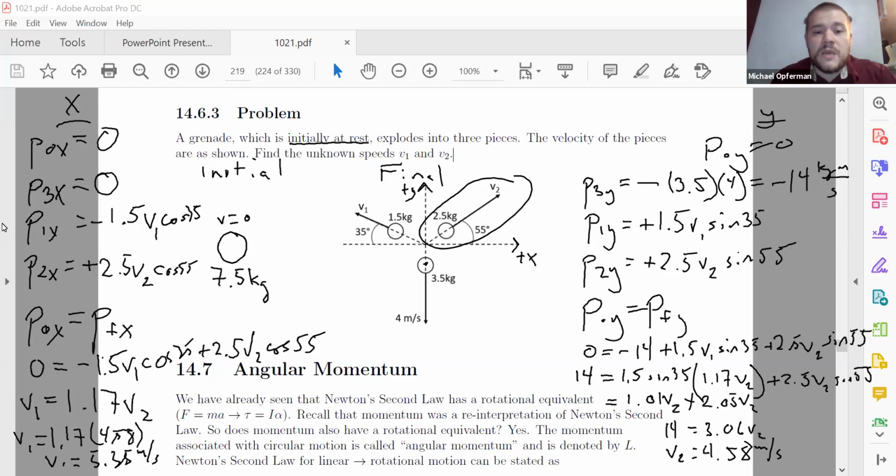The most important thing to keep in mind in this problem is this is a difficult, intimidating problem, but it's not that hard if you follow the steps. You know, draw the initial state, draw the final state, write down the momentum in the initial state, write down the momentum in the final state, set them equal to each other, solve the system. That's all there was to it.